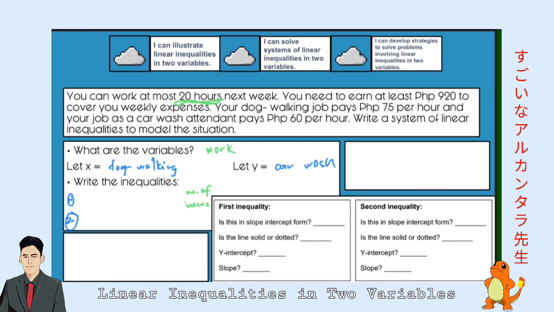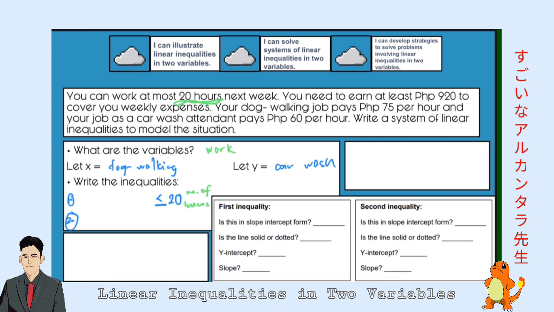So we can represent that as, again, 20. But the word there is at most. At most means that it could be 20 hours or less than that, but it could not be greater than 20 hours because that's the maximum hours that you can work. So your symbol here should be less than or equal to 20, because again, you cannot go above the 20 hours of work.